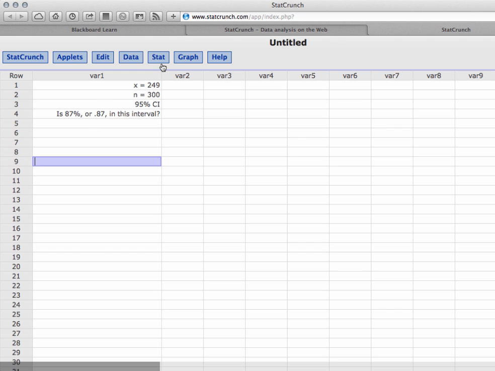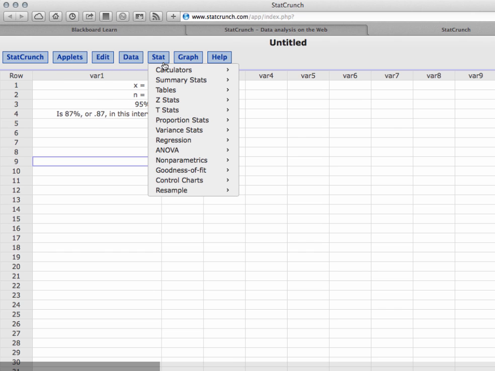So when we want to create a confidence interval, what we're going to do is to go up to Stat. We are going to go to Z-Stat. Oh, I'm sorry. We're going to go to Proportion Stats, not Z-Stats. Proportion Stats, one sample, and it's with summary.